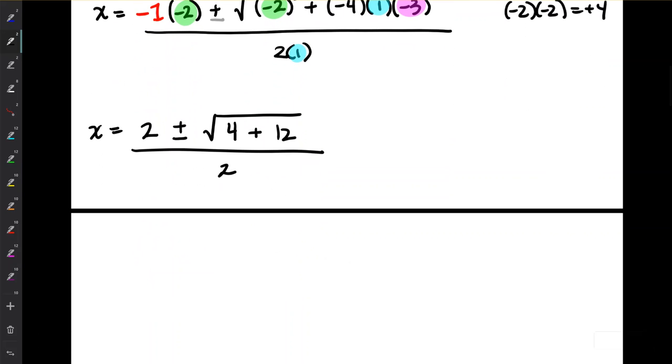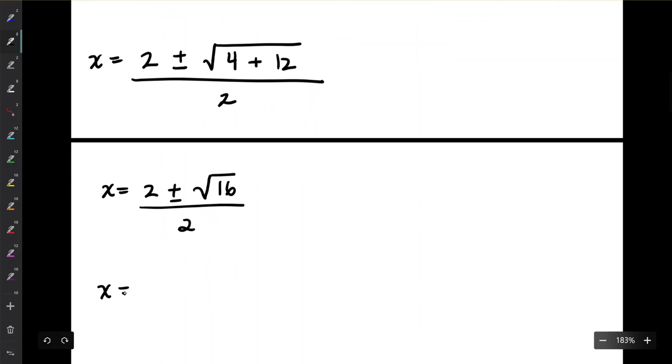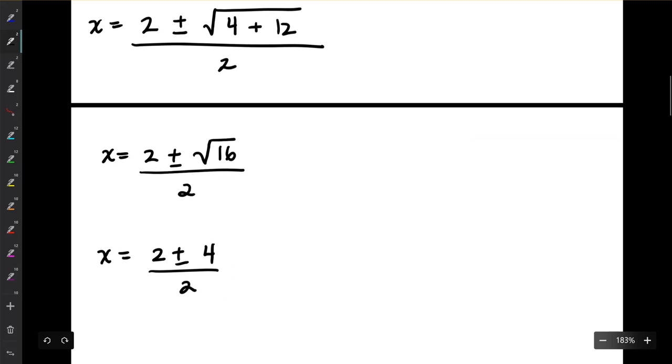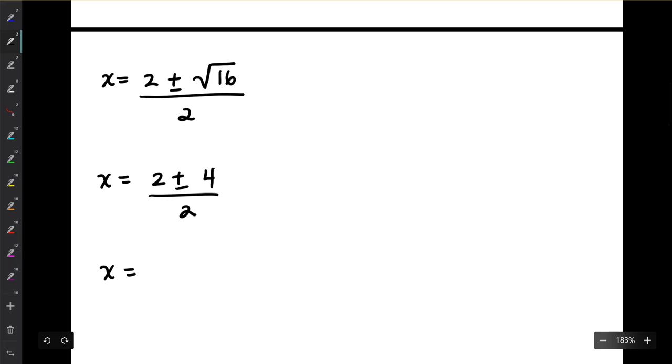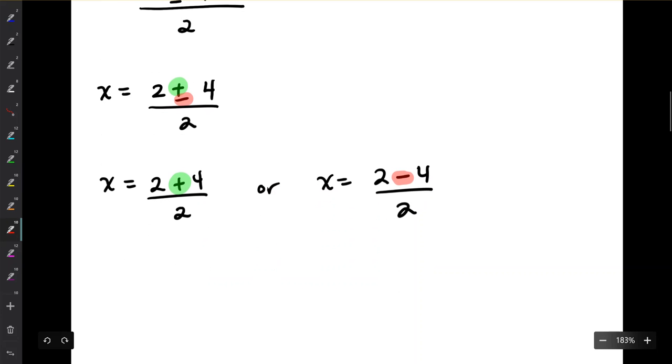Right? So now we've got x is equal to 2 plus or minus the square root of 4 plus 12. 4 plus 12 is 16. The square root of 16 is 4. Oops, I said it, but I didn't write it. 4 divided by 2. And remember, these are two different numbers. This is x is equal to 2 plus 4 divided by 2, or x is equal to 2 minus 4 divided by 2. The plus or the minus. So here are our numbers.